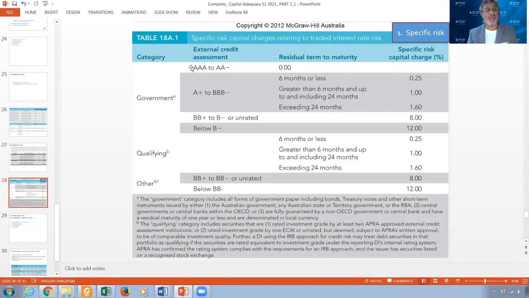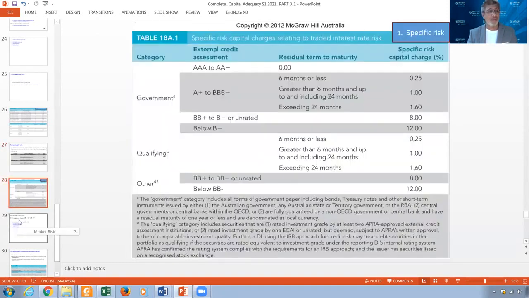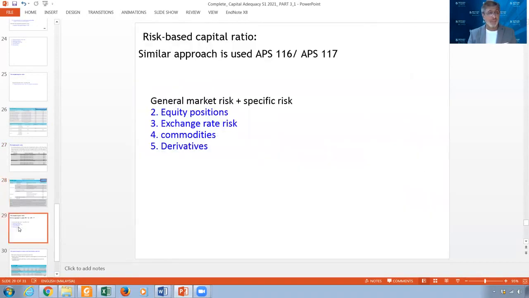So we take the position and we see the ranking, and these are the weights. This is the capital charge. You multiply it by 9.52 and you get the risk-weighted assets. It's very easy. It's according to the rating. And this is the capital charge, and you have to multiply it by 9.52. So we are done with the market risk.